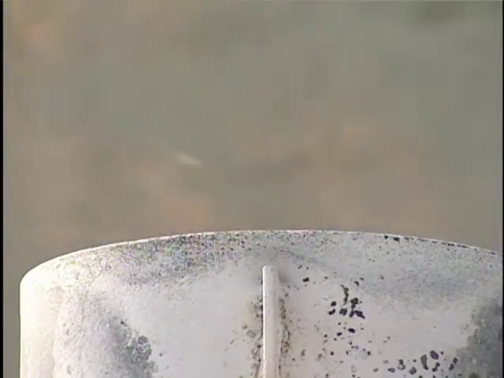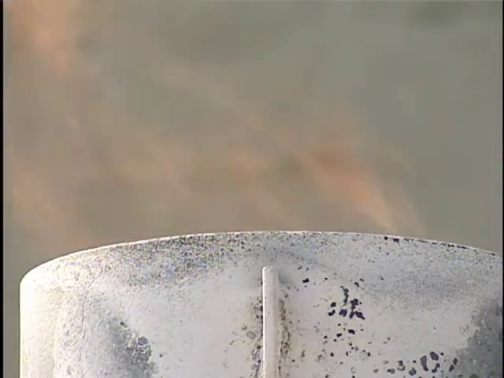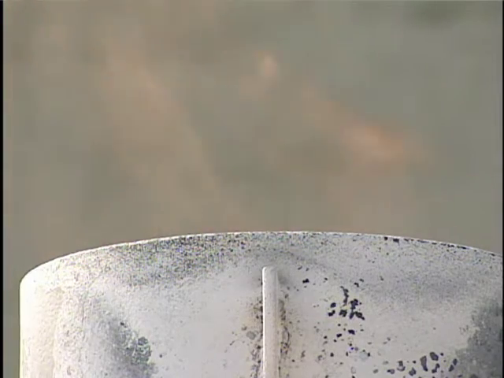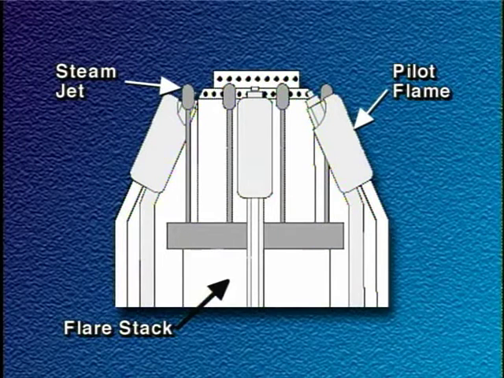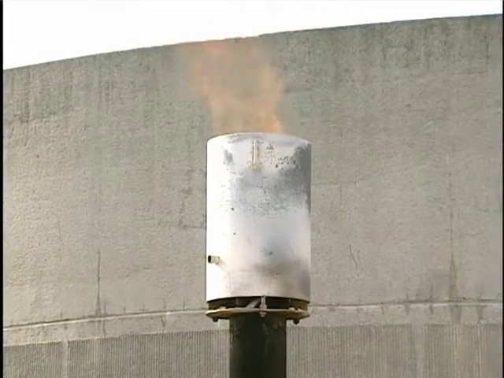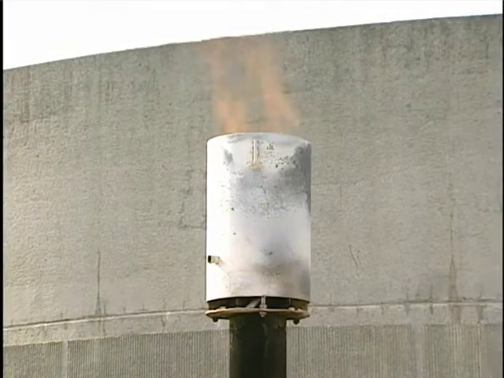The flare tip is designed to provide good mixing characteristics over a range of waste gas flow rates, while maintaining smokeless combustion. Steam jets are one of the most effective ways to mix air with the waste gases. The steam also reduces polymerization of organic compounds in the waste gas stream and reacts with the gases to produce oxygenated compounds that burn at lower temperatures.